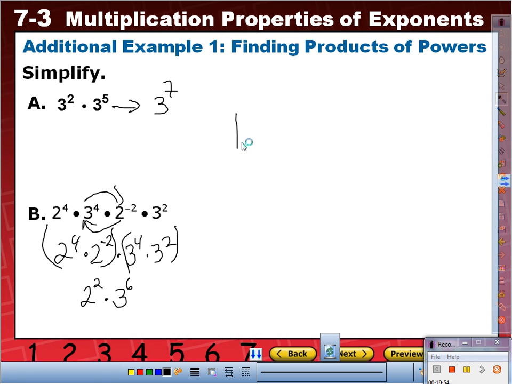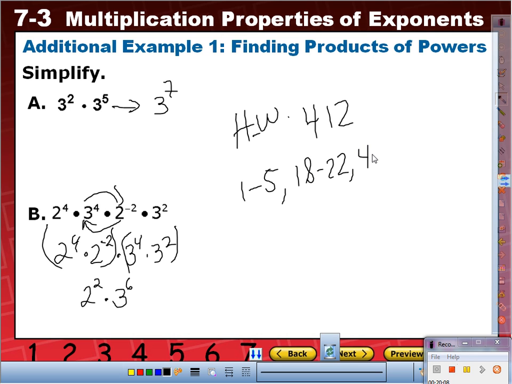So once again, homework for tonight is found on page 400 and what? 12, and it's numbers 1 through 5, comma, what else? 18 to 22, what else? 44, 49, and 51.